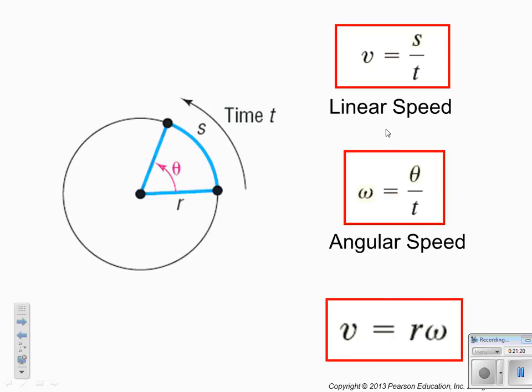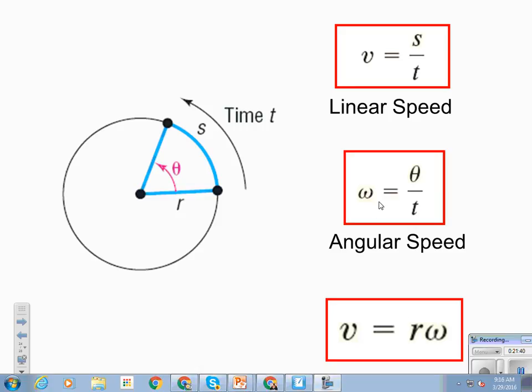So if we put this together, V is equal to R times omega. This W is a lowercase omega. So V equals R omega.